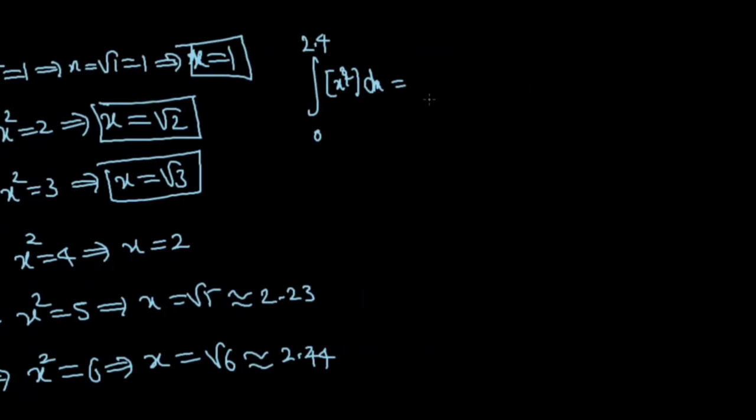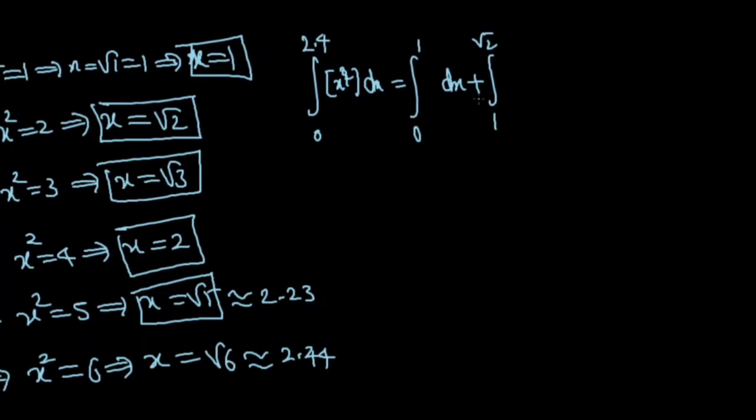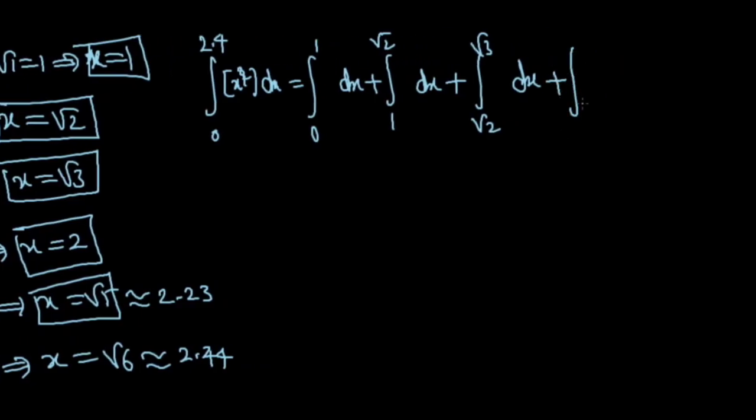The function is step of x square dx. We can write it as this: integral from 0 to 1 of dx, plus 1 to root 2, plus root 2 to root 3, plus root 3 to 2, plus 2 to root 5, plus root 5 to 2.4, exactly 2.4.